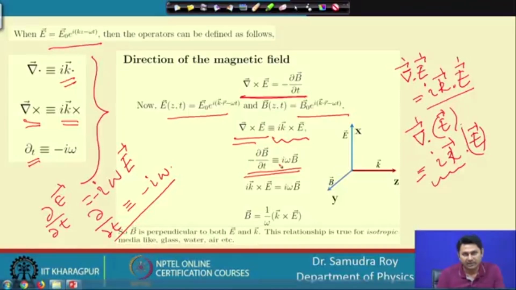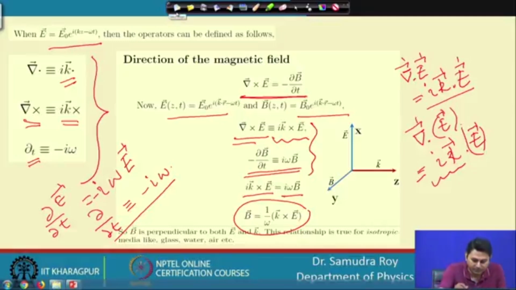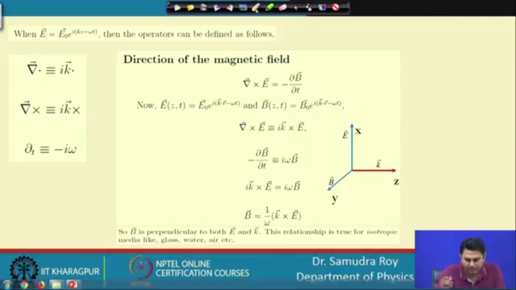If that is the case, then combining these two, we have another equation: i k cross E is equal to i omega B. If I remove this i term and rearrange, then B is related to k and the electric field E in this equation. This is the final expression of B, where we have the value of B as well as the direction of B. So, the direction of B is very important.